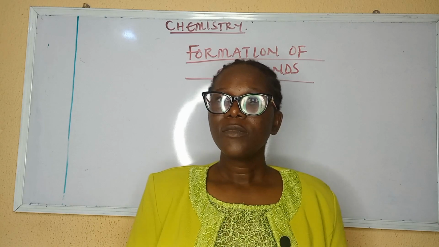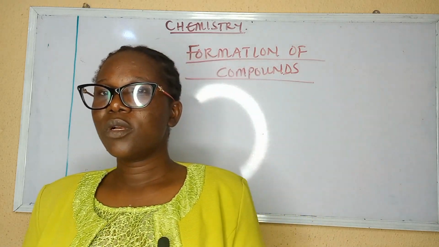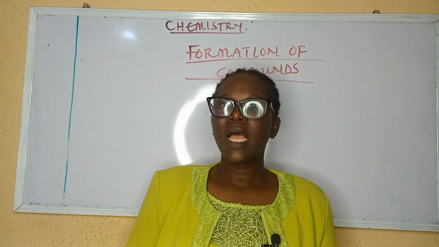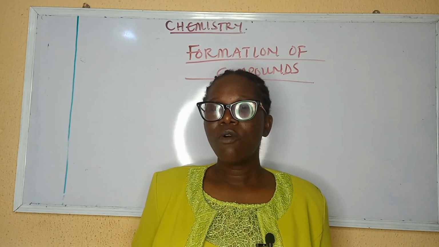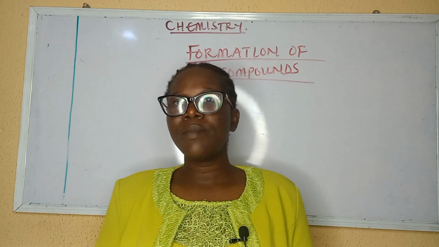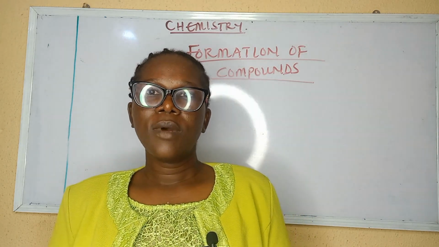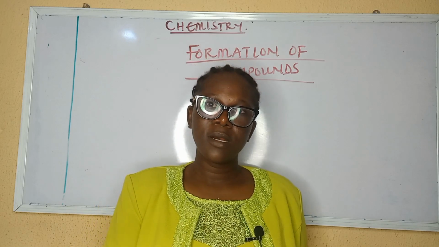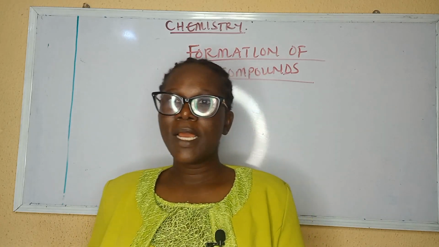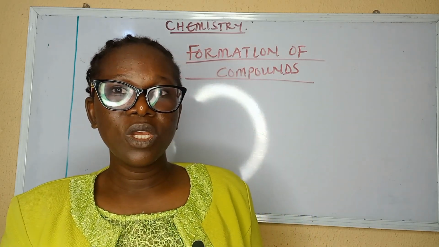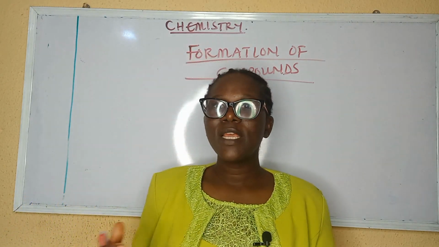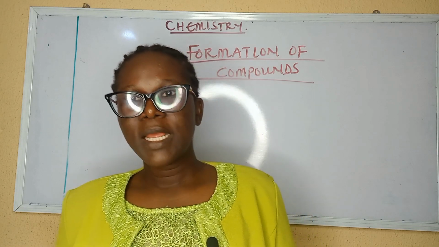So in this video, I would like to teach you how compounds are formed. Now, a compound is formed when two or more elements combine together. Now, an element can be a cation or an anion. That is, when they give out their electrons, they become a cation. When they gain electrons, they become an anion.